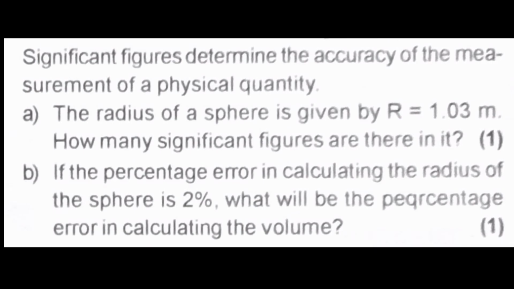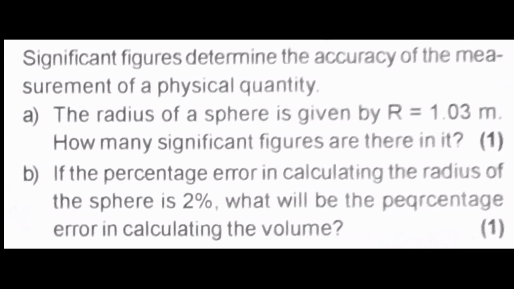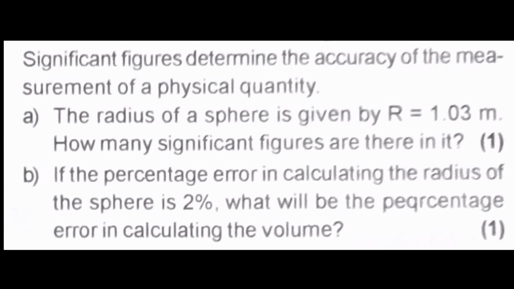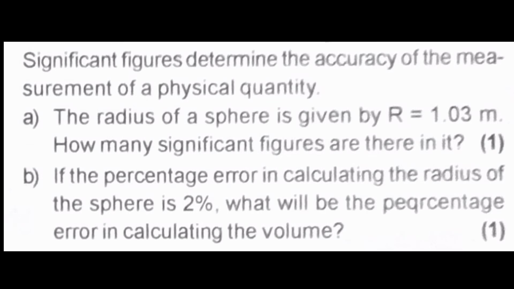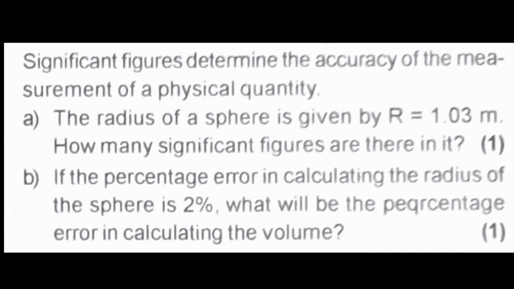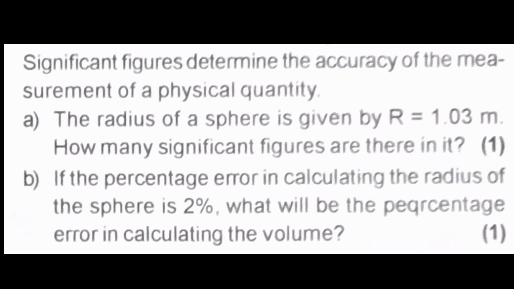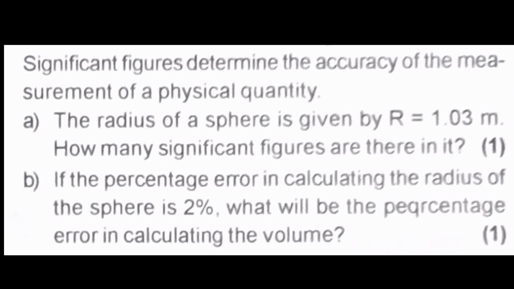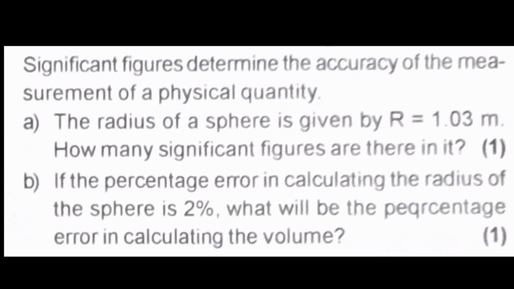This question was asked in the year 2013 SAY examination. The question is, significant figures determine the accuracy of the measurement of a physical quantity. The first question is, the radius of a sphere is given by r is equal to 1.03 meter. How many significant figures are there in it? This is a 1 mark question. And the second question is, if the percentage error in calculating the radius of the sphere is 2%, what will be the percentage error in calculating the volume? This is also a 1 mark question.